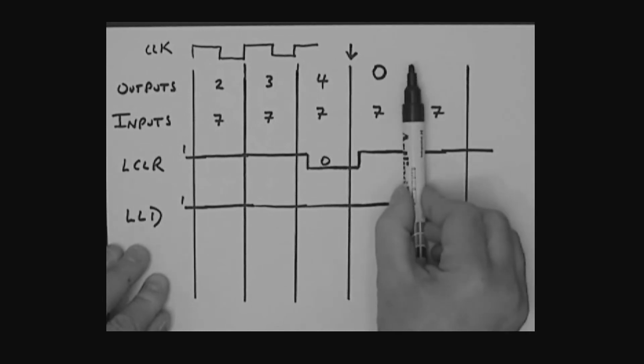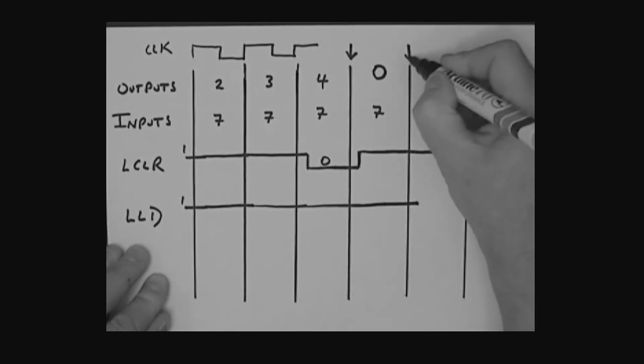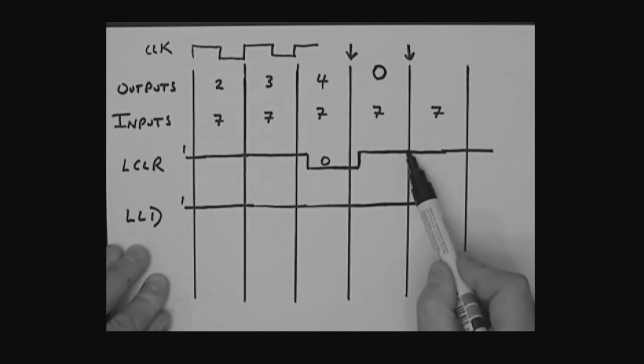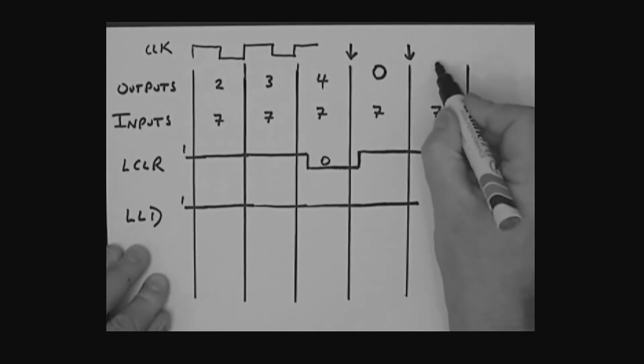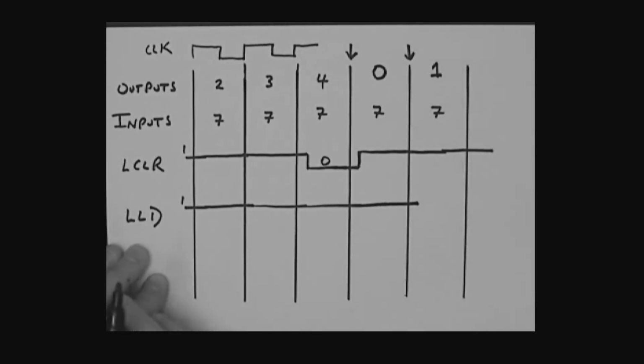Well, at the next leading edge of the clock, which is right here, what are we seeing? We're seeing the clear is a 1, the load is a 1, so are we clearing? Are we loading? No. So the counter just increments and becomes 1. It just gets a 1 effectively, doesn't it?